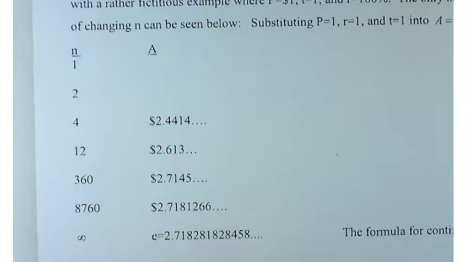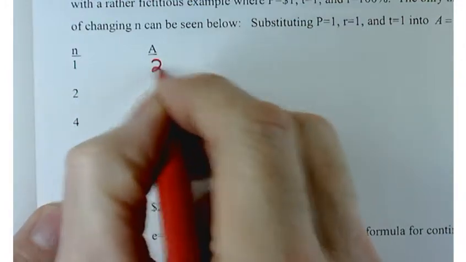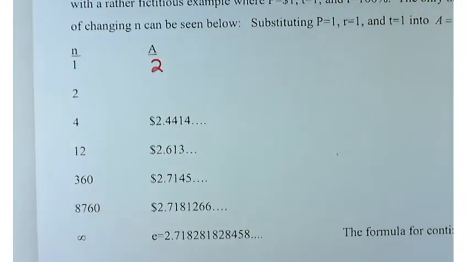January 1, you invest your dollar. End of the year, you get 100% interest. 100% of a dollar is a dollar. So you add it to your account, you've got $2 now. Yay, great, you've doubled your money. But what if you compounded twice a year? So that means on January 1st, you invest your dollar. On July 1st, they give you half of the interest. So 50% of a dollar is 50 cents. They add that to your account.